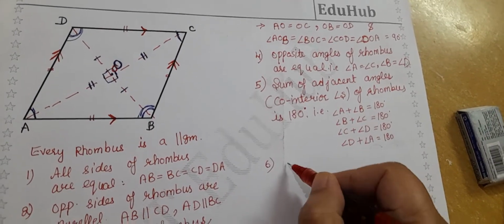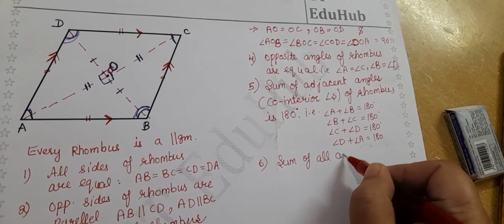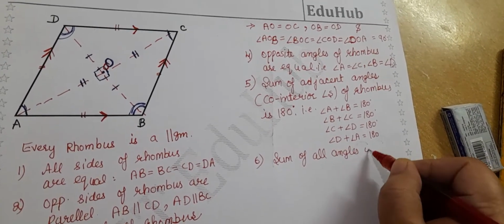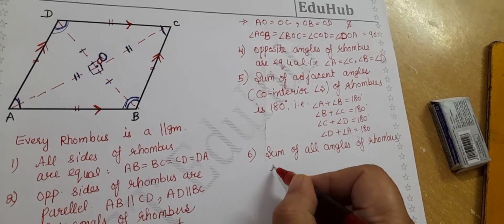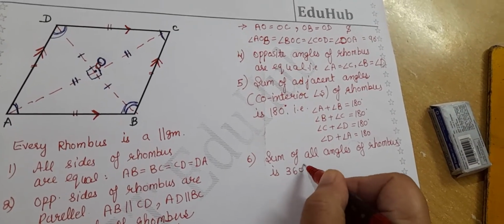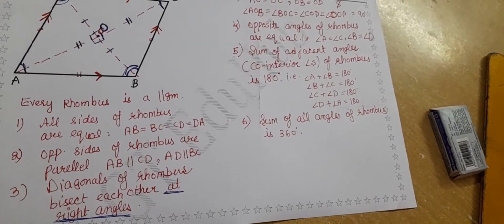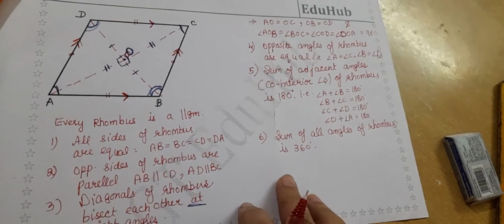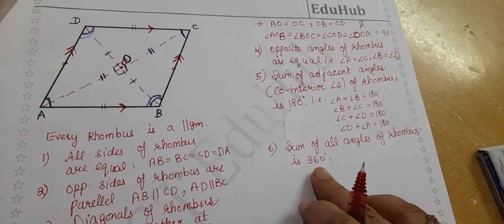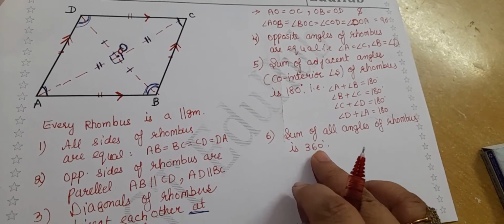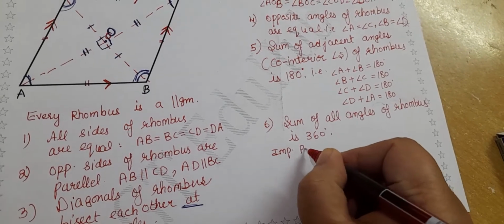Next, sixth property is sum of all angles of rhombus is 360 degree. Students, keep in mind sum of all angles of a quadrilateral is 360 degree, whether it is a rhombus, parallelogram, square or rectangle. It doesn't matter. If it has 4 sides, then the sum of all interior angles will be 360 degree. Now I will tell you 2 more important points.